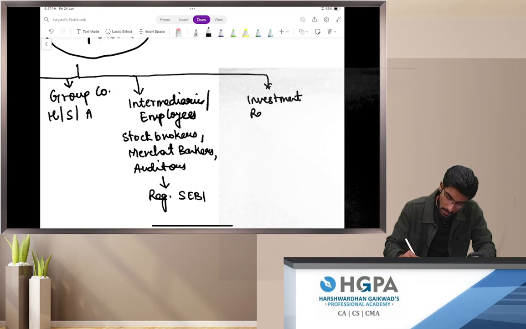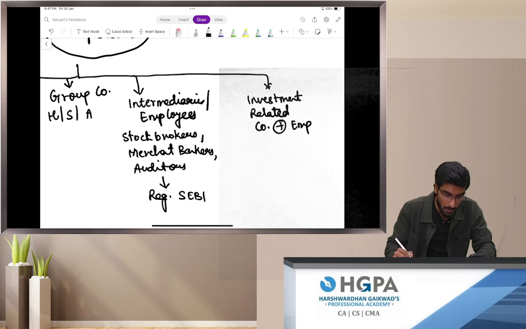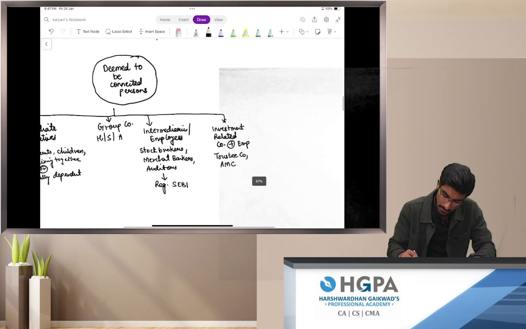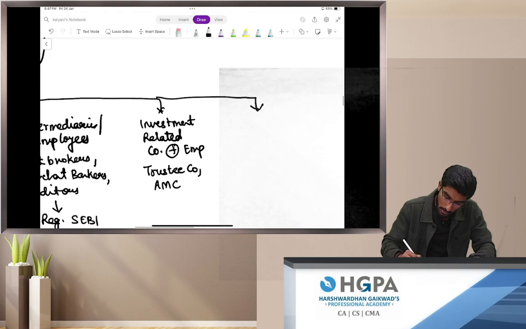Investment related companies plus employees. Over here, it will include trustee companies or asset management companies. Next is stock exchange officials.